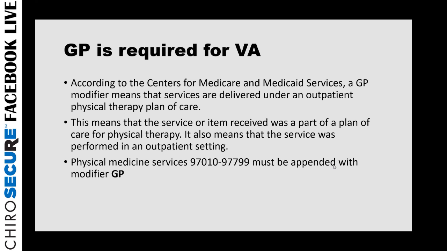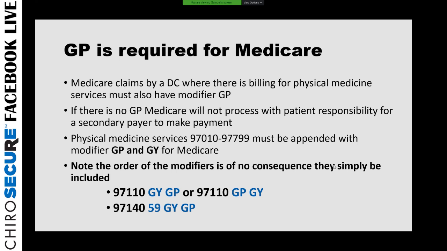Now, GP, in a sense, is kind of like the AT modifier that we use for Medicare for physical therapy. It's just now required on federal claims. Well, where else is federal claims? Well, of course, Medicare. I'm sure you've noticed over the past year, because this became true in 2018, Medicare claims by a doctor of chiropractic where there is billing for physical medicine services must also have modifier GP. If there is no GP, Medicare will not process with patient responsibility for a secondary payer to make payment. In other words, it simply will be denied.